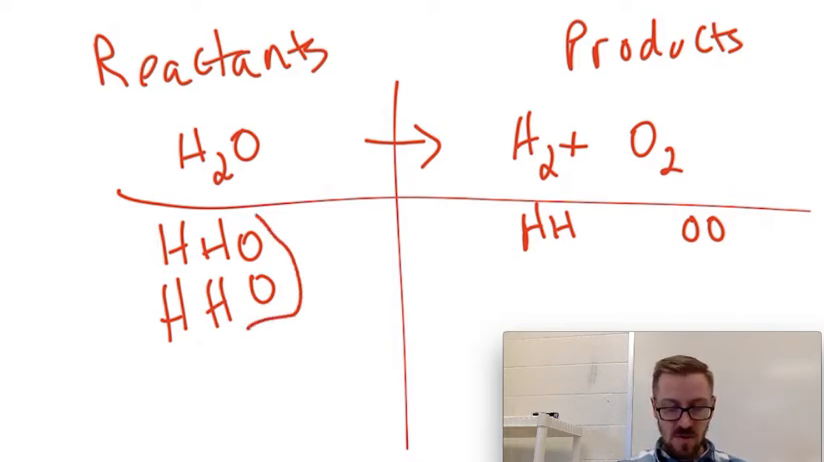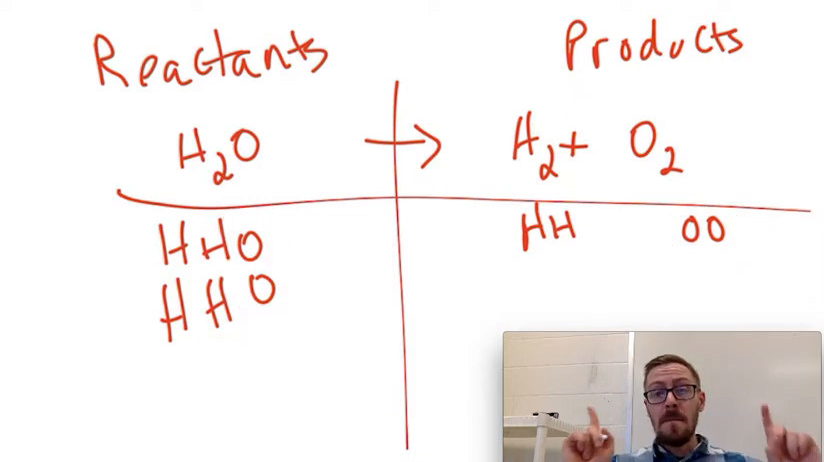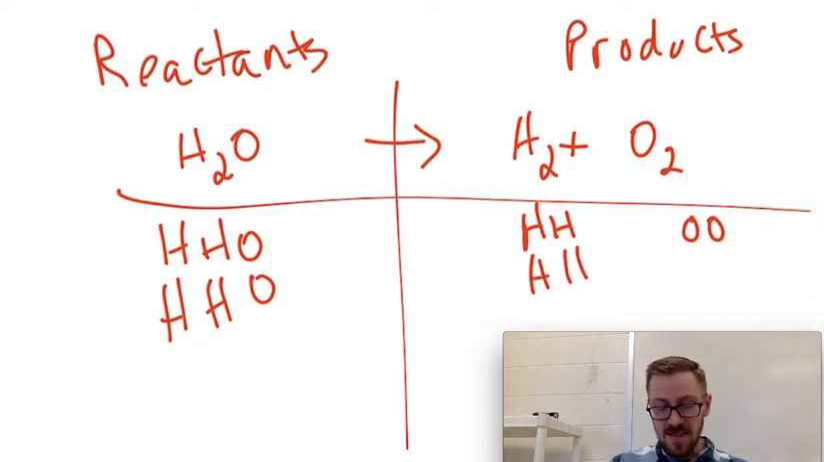Now I've got 2 to 2. So my oxygens are equal, but my hydrogens, H's, are not. I need more on the products side, H, H. And now it's balanced. I've got 4 hydrogen to 4 hydrogen, 2 oxygen, everything's equal, we're good to go.